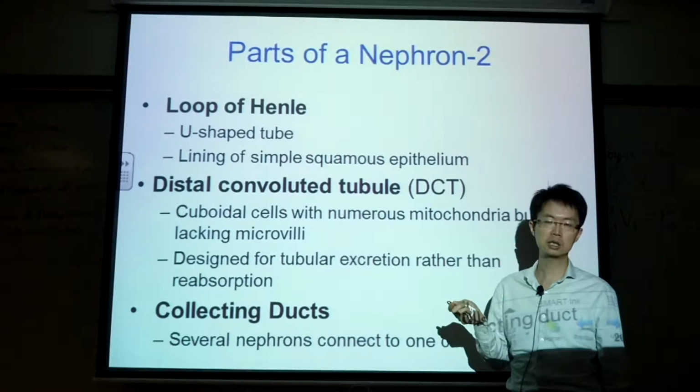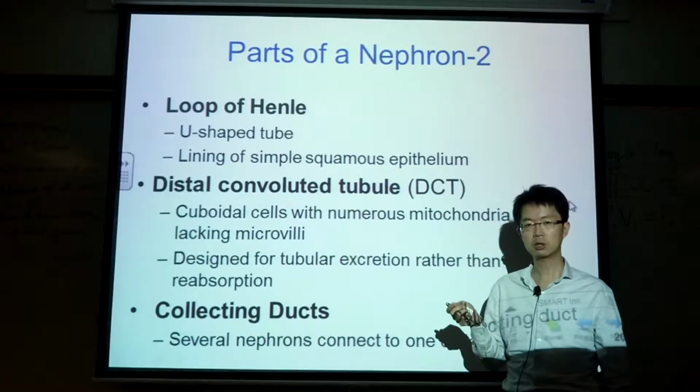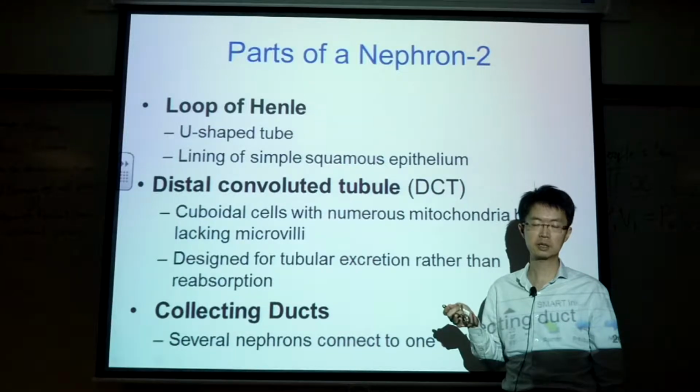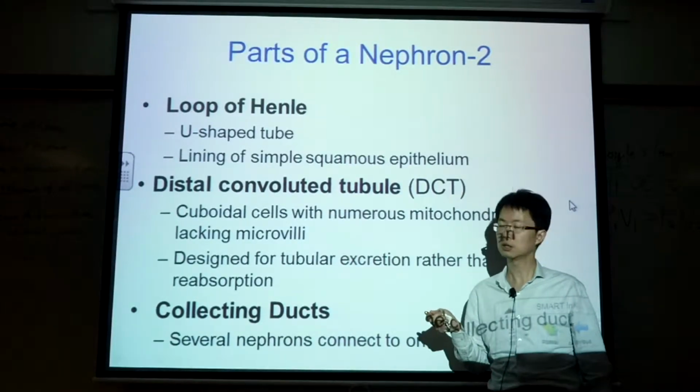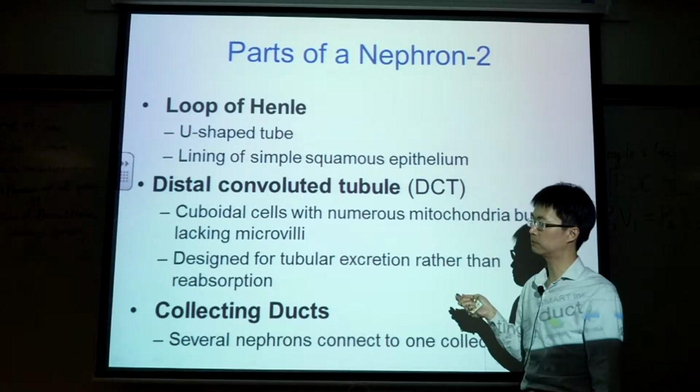is part of the kidney tubule, into the blood, going back to the peritubular capillary network. It will go back to your blood. So this loop of Henle is for reabsorption of the blood.